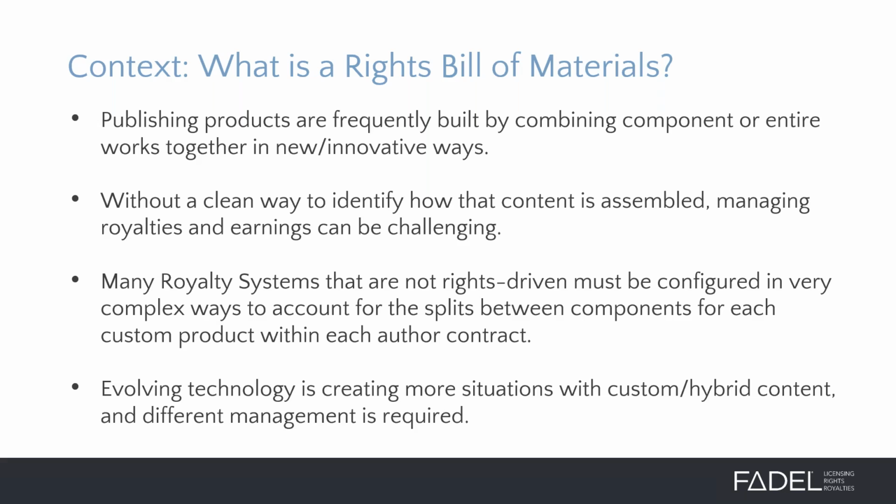So for some of the legacy royalty systems that aren't really rights driven, they need to be configured in fairly complex ways to account for things like splits between components. So if I have a custom pub book, which was made up of components of 3 other books, what many royalty systems will force you to do is to start splitting down the rates for each of the authors in each of their contracts, when there might be a simpler way to get the job done. Especially if it's becoming a more prevalent way of doing business.